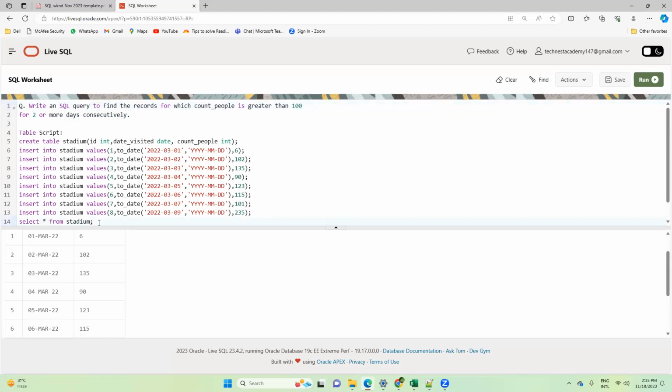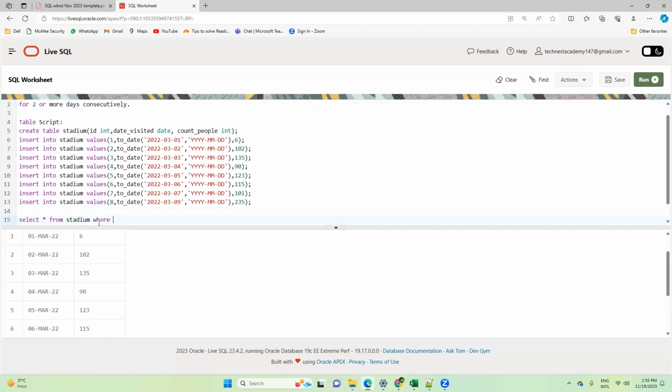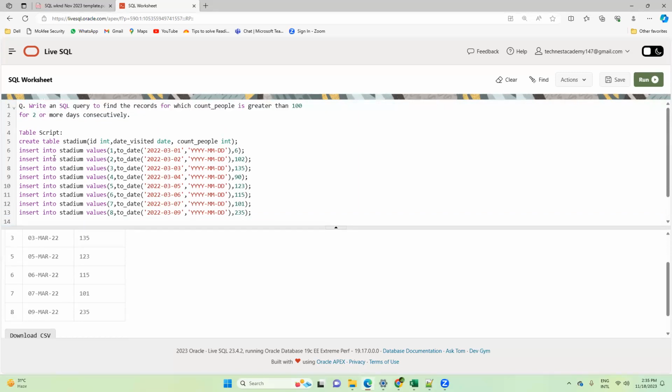If this is the question, then it is very simple. Just in this query, you have to apply this filter where count of people is greater than 100, and you will get that the total count is greater than 100. But this is not the question, right? Here you have to find for 2 or more days consecutively.